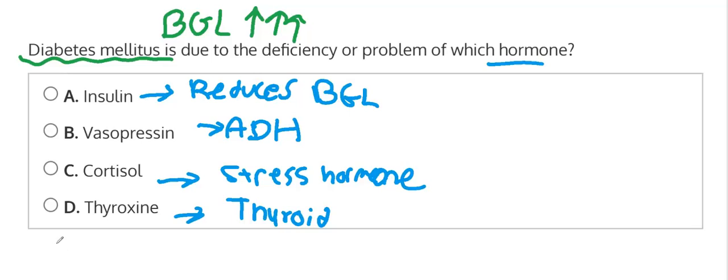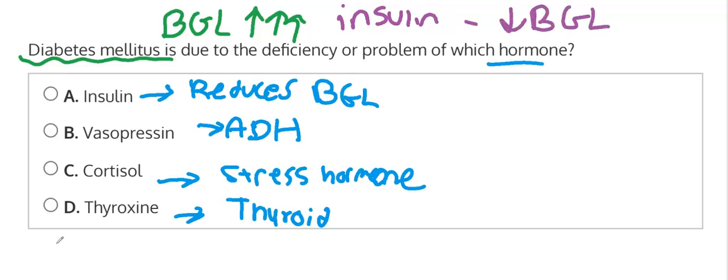And the reason for this is because you don't have any insulin production, or depending on the type, maybe you have just not enough, or the body can't make use of the insulin. So insulin would be what decreases blood glucose levels, but if you're deficient in it, then we can't do that, and that's what happens in diabetes mellitus. So that's why, looking at these choices, insulin would be the correct answer for this question of what is deficient in diabetes mellitus.